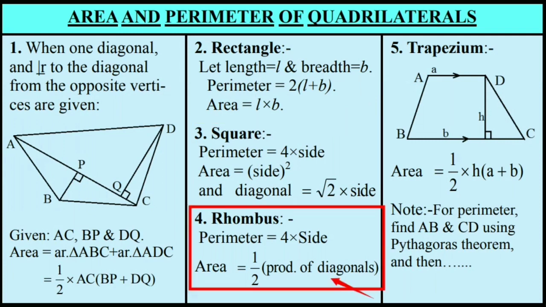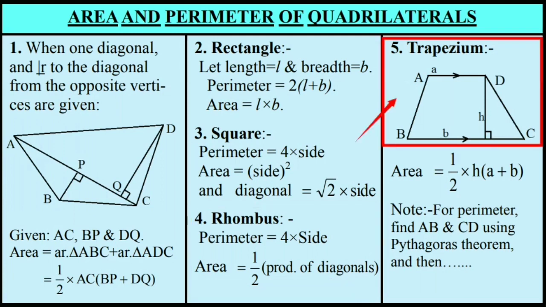Next case, when the quadrilateral is a rhombus. In a rhombus, all four sides are equal, but the angles are not 90. The diagonals are perpendicular bisectors of one another, and finally the area we obtain is half multiplied by the product of its diagonals. Hence, perimeter is 4 multiplied by its side, and area is half multiplied by the product of both the diagonals.